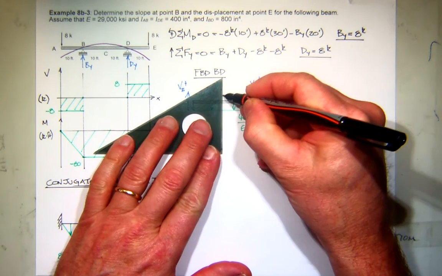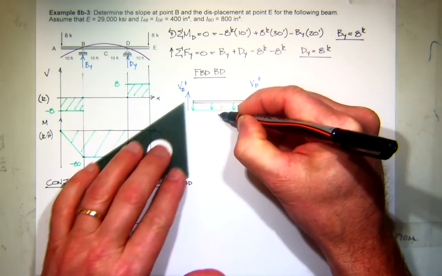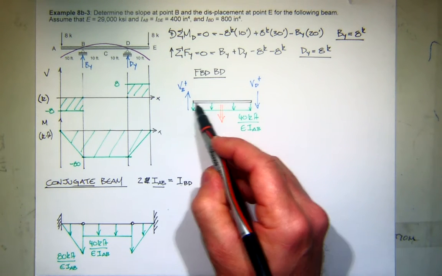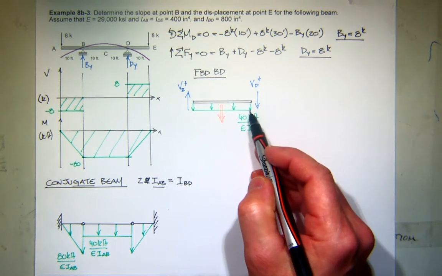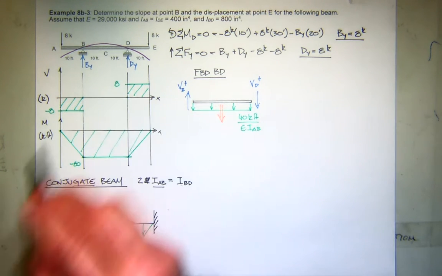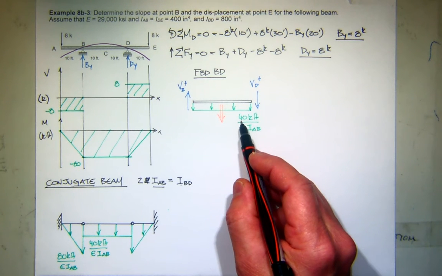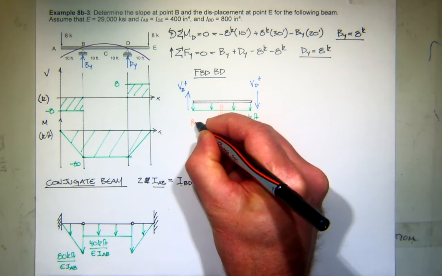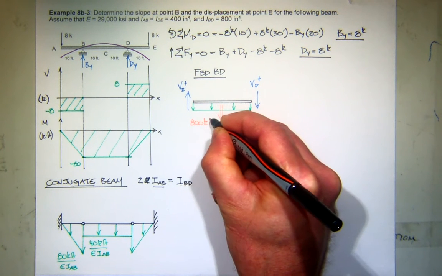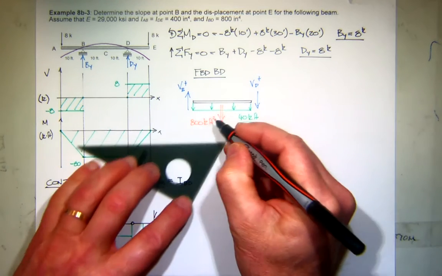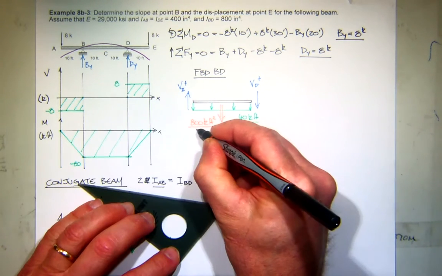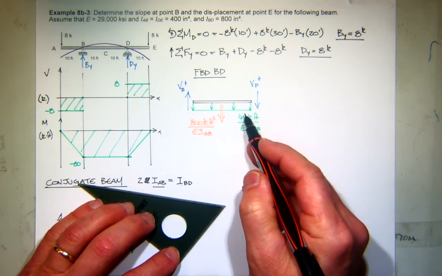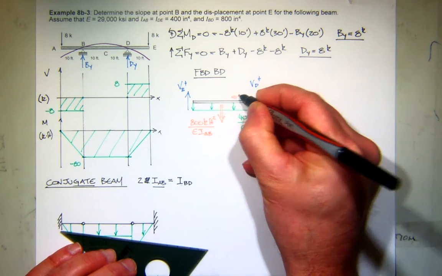To make it easier on myself, I can make a concentrated equivalent force of that. So the area of the loading curve, it's a rectangle, so it'll just be base times height. The base is 20, so 20 times that is what, 800? So the force becomes 800 kip-feet squared divided by EI_AB, and it acts halfway in, so that should be 10 feet from either end.